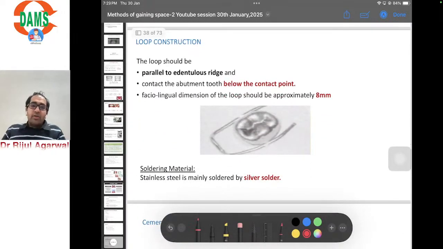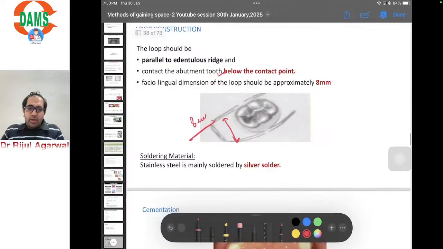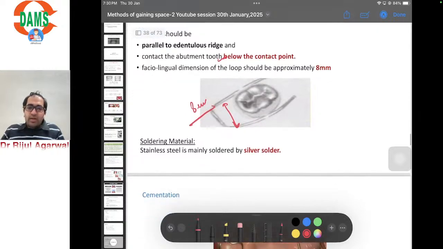And what are the basic tenets of loop construction? It should be parallel to the edentulous ridge and contact the abutment tooth below the contact point. The dimension of the loop should be approximately 8 mm so as to allow the eruption of the permanent successor between them. Stainless steel is usually soldered by silver solder at these joints.